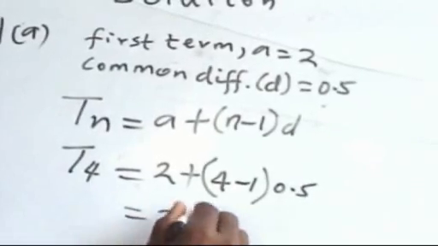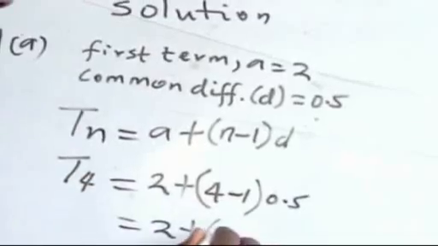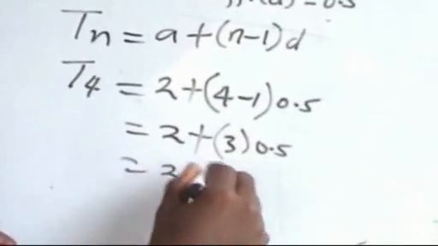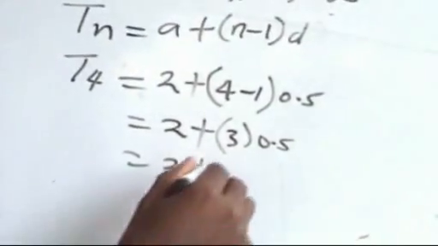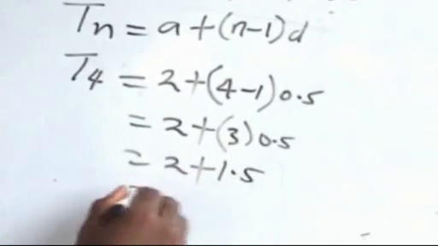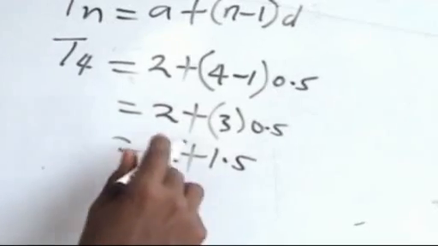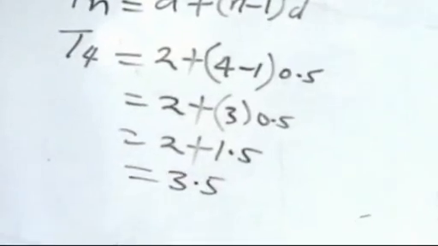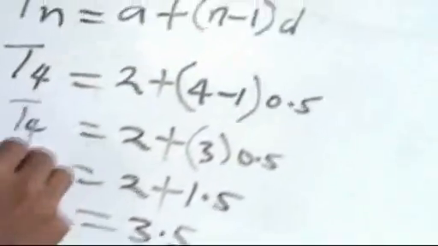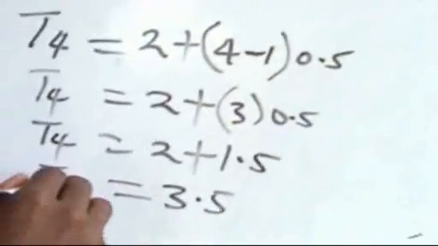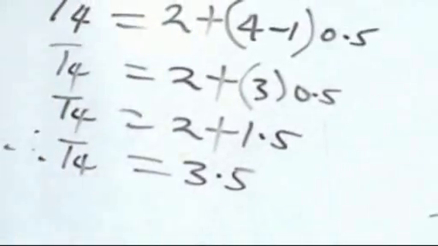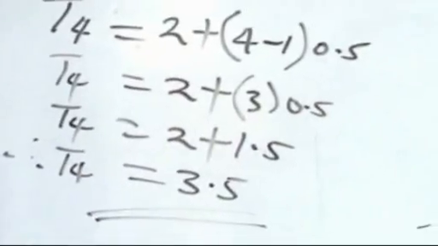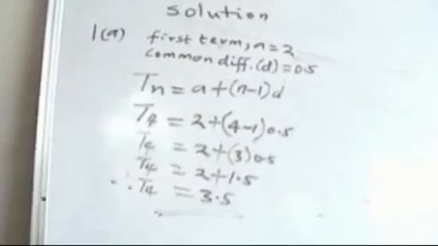This is equal to 2 plus 4 minus 1 is 3 multiplied by 0.5, and we have 2 plus 3 multiplied by 0.5, we'll get 1.5, and this gives us 2 plus 1.5 as 3.5, and that is the value of the fourth term in the arithmetic progression that we have on the board. That is the fourth term, 3.5.